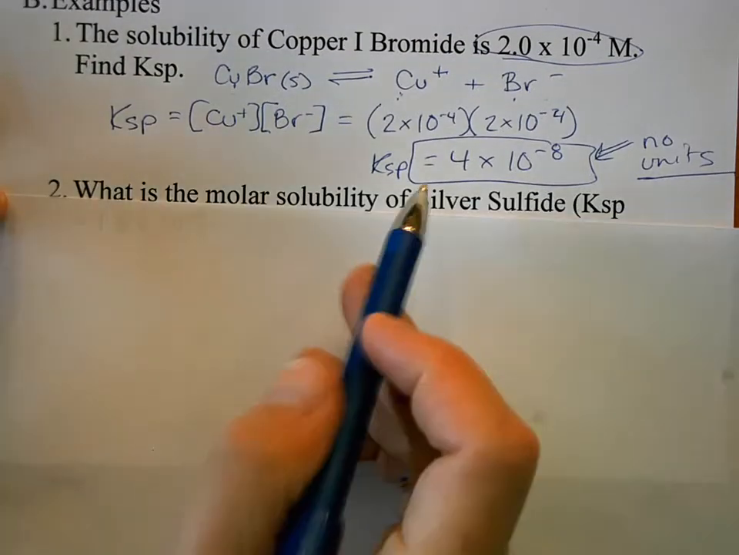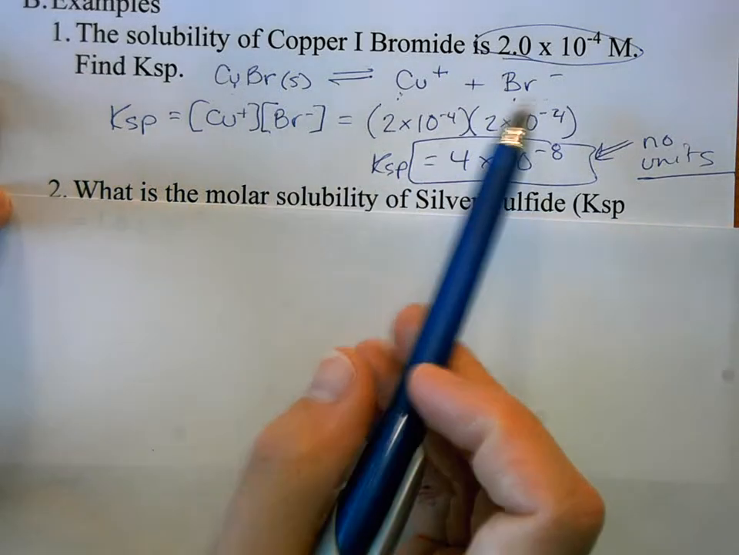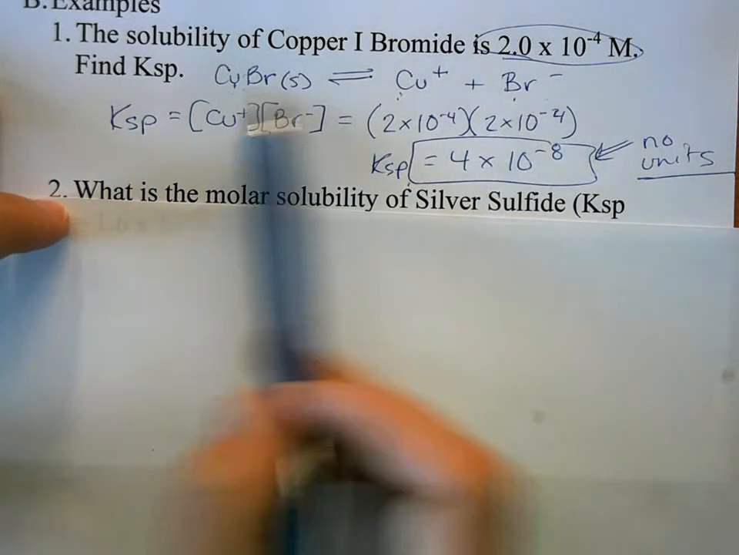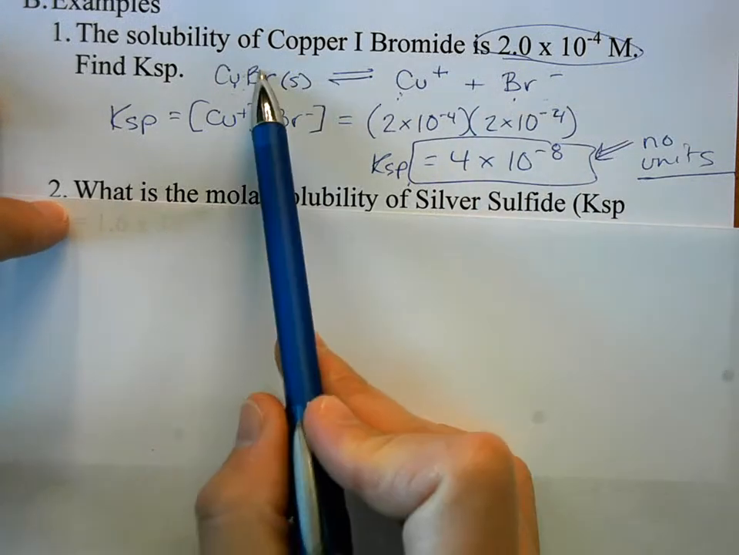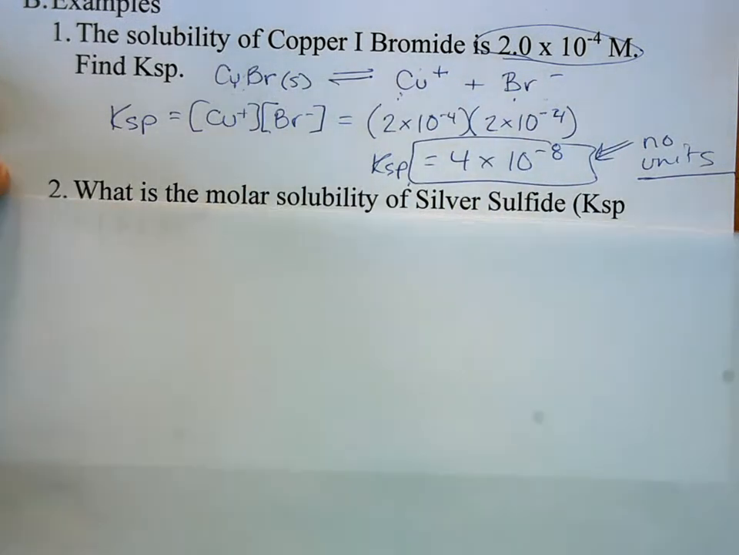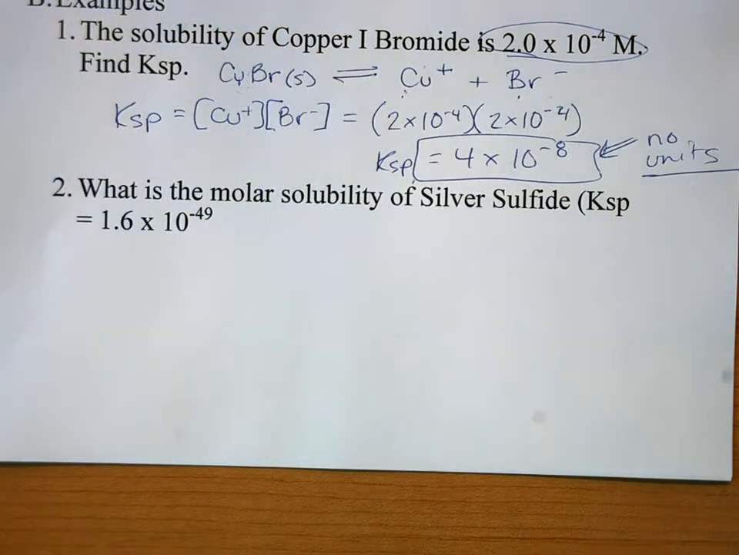Okay, and Ksp has to do with equilibrium too. It's the value at equilibrium where you've got some of it dissociating, some of it coming back together, turning back into copper bromide, and the cycle continues. Okay, so now number 2.